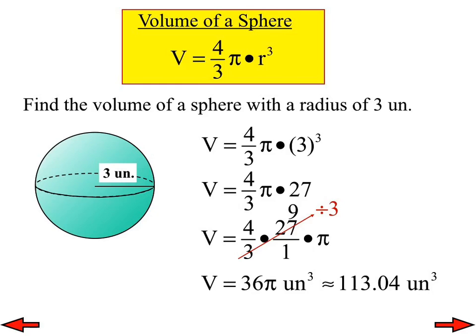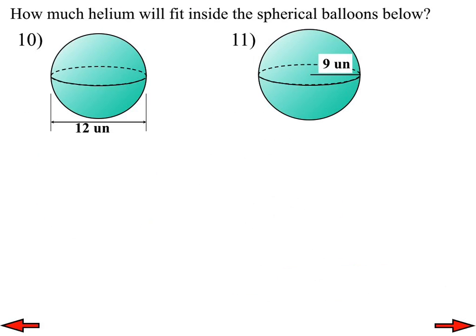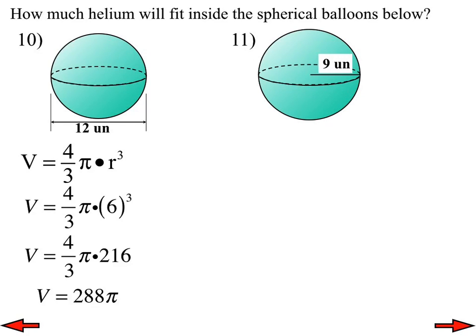All right. Everybody go ahead and do number 10 and number 11, and then we'll talk about all of these shapes that we've talked about today. Number 10, we have a diameter of 12. We need the radius, though, so that would mean that the radius that we need in number 10 is 6 units. And when we put all of that together, we end up with 288 pi for the volume, or as a decimal, 904.32 units cubed. So that's how much helium will fit in that balloon.